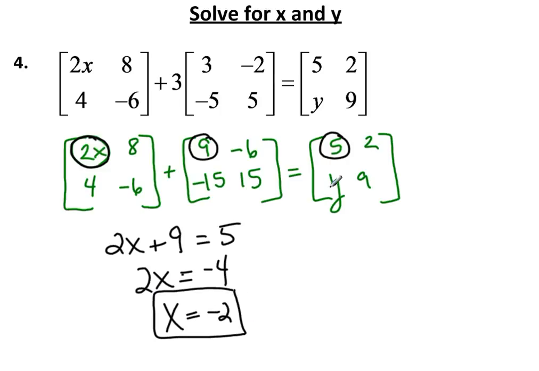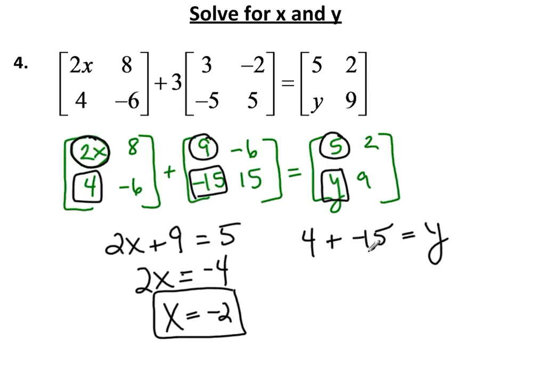Likewise, I'm going to do the same thing for y, but y happens to be in row 2, column 1. So I'm going to go to all the row 1, column 1s, which happen to be there. And now I'm going to do the same thing. This is 4 plus a negative 15 equals y. So I can just combine like terms. I get negative 11 equals y. And that's how you set up a problem where you have to actually solve for x and y.